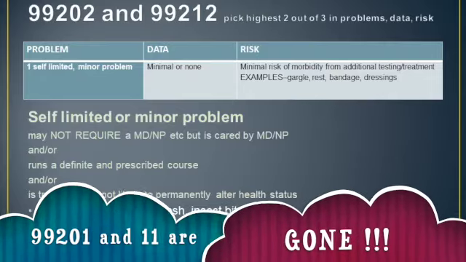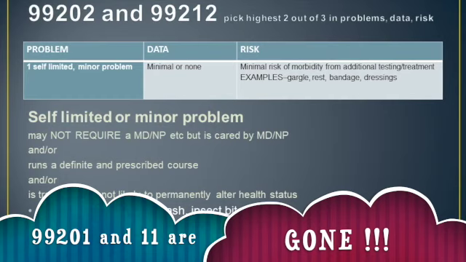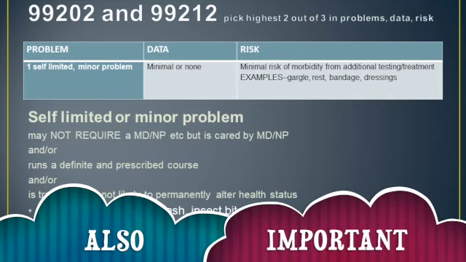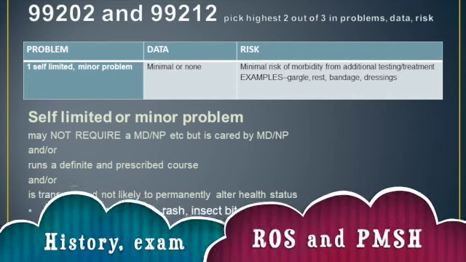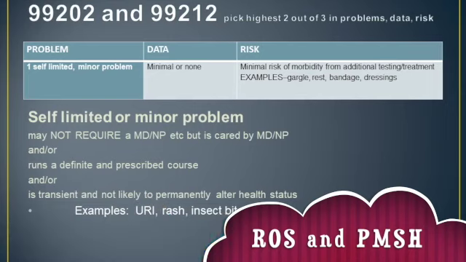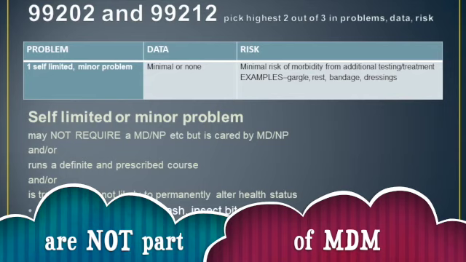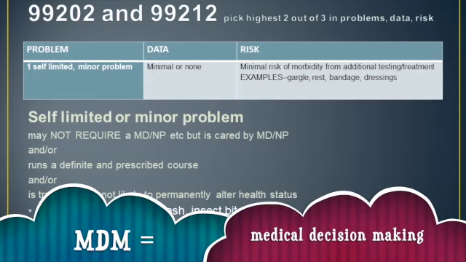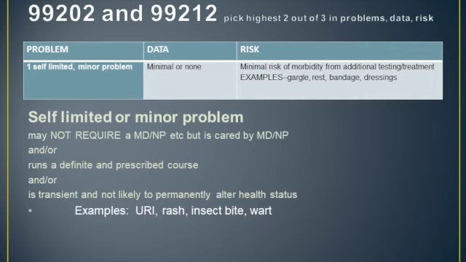So breaking it down, biggest thing with this is that in the past there was a 99201 and a 99211. That one is completely gone. That code is no longer being used. Everything starts at 99202 and 99212. For those of you who don't know anything about coding, 02 is new patient and 12 is established patient.